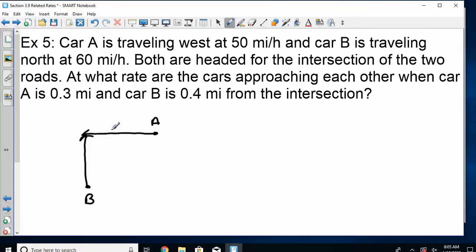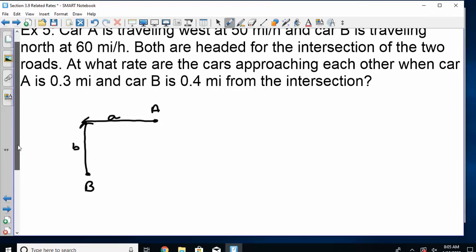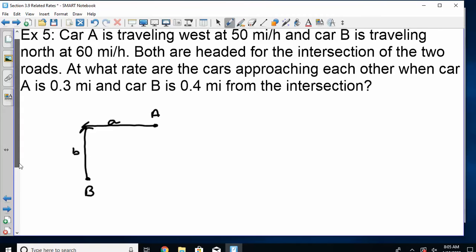Okay, I'm going to call this side A and side B, just for the distance car A has traveled and the distance car B has traveled. At what rate are the cars approaching each other when car A is 0.3 miles and car B is 0.4 miles from the intersection? So what would be their distance from each other? Where does that go in my picture? Yeah, that's like side C. That's your hypotenuse.